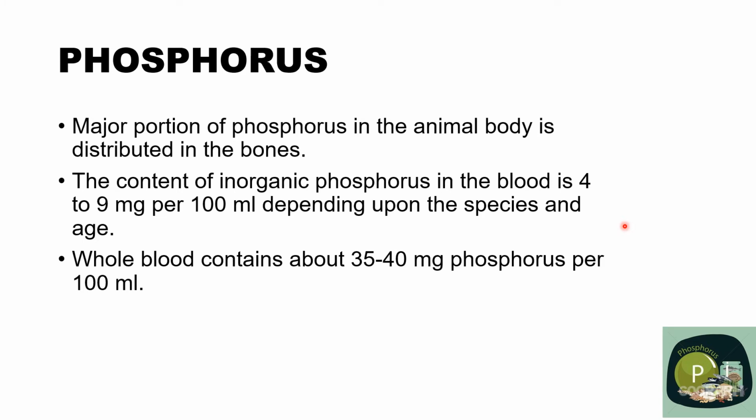So along with calcium, we have here phosphorus. The major portion of phosphorus in the animal body is distributed in the bones. So those are the two minerals that are important in the bones, in the skeleton: calcium and phosphorus. The content of inorganic phosphorus in the blood is 4 to 9 milligrams per 100 ml, depending on the species and age. Then the whole blood contains about 35 to 40 milligrams of phosphorus per 100 ml.